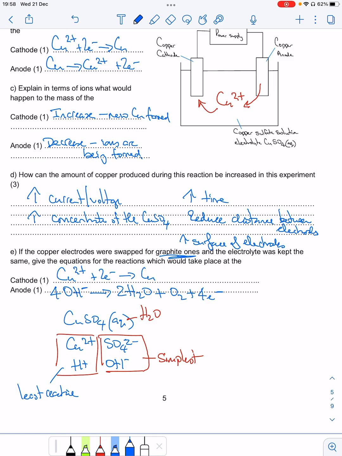And remember that this equation produces oxygen, therefore I see bubbles of gas. I can collect the gas, glowing splint, and it will relight the splint to prove it is oxygen. You need to know that information.